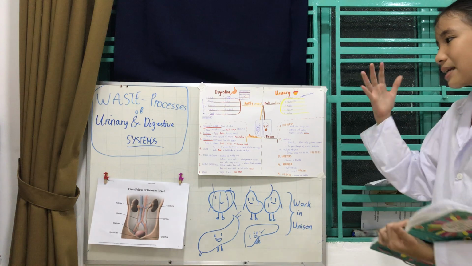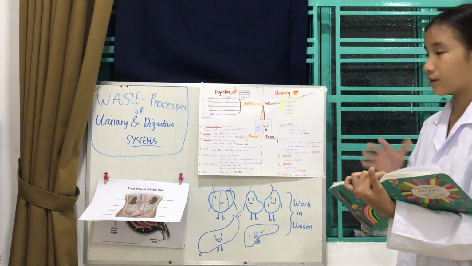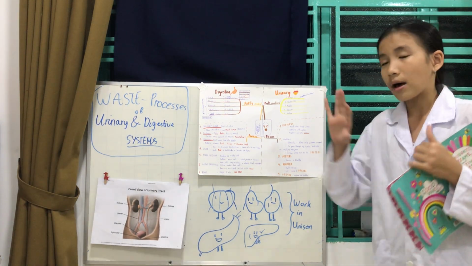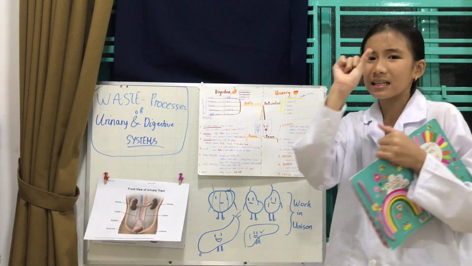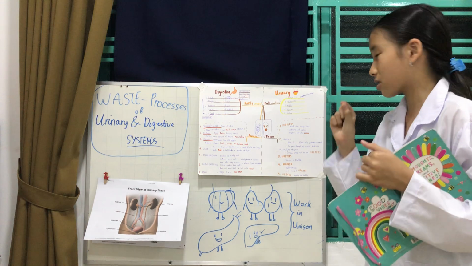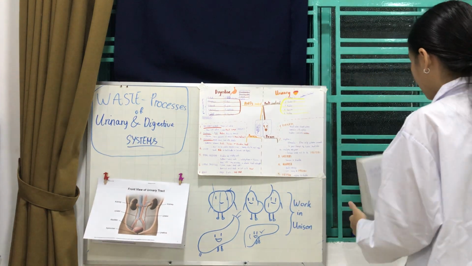Now, what is in the urine? What is in the kidneys? Well, in the kidneys, there are tiny little sacs called nephrons. Now, let me show you.